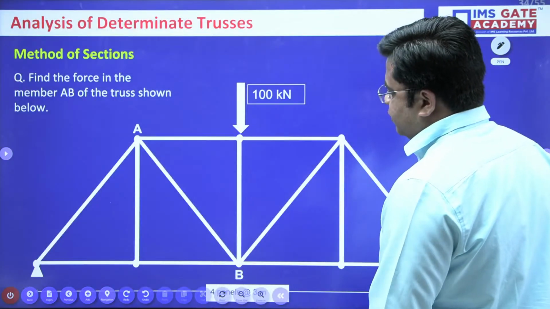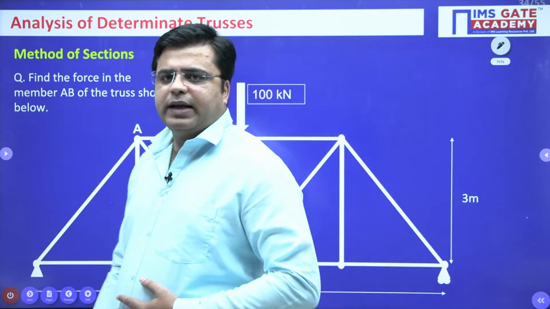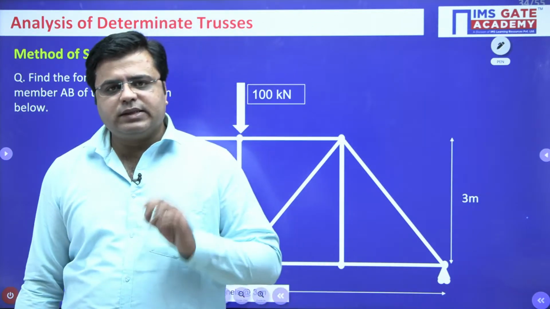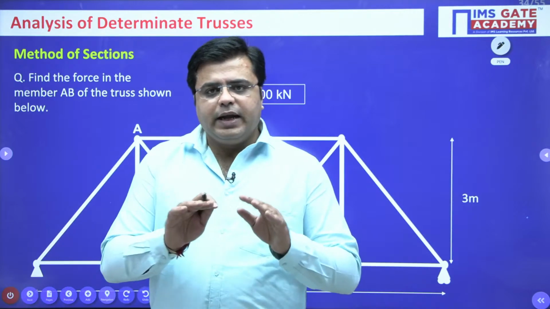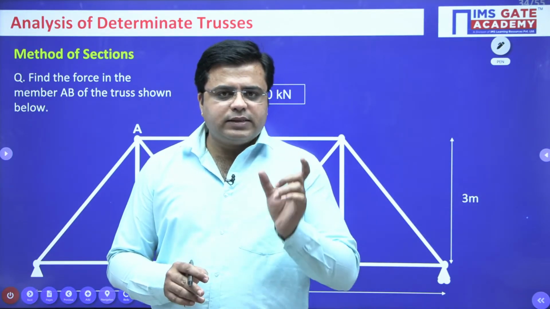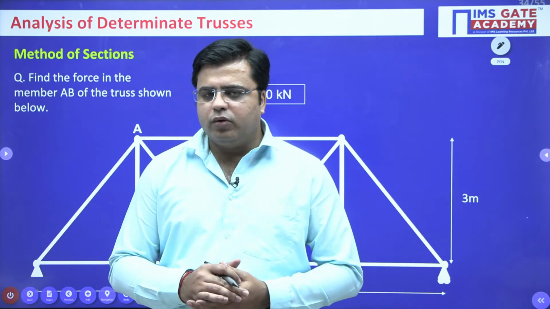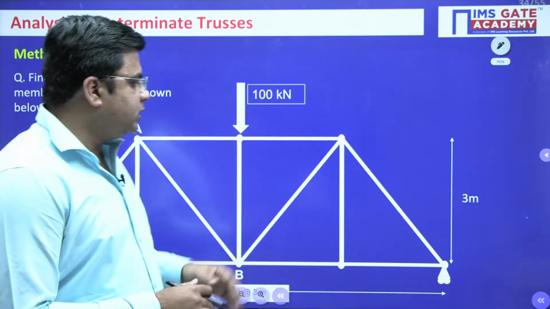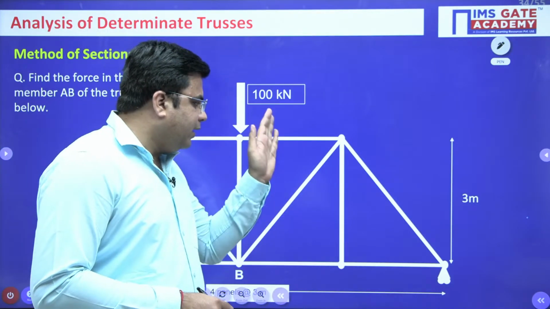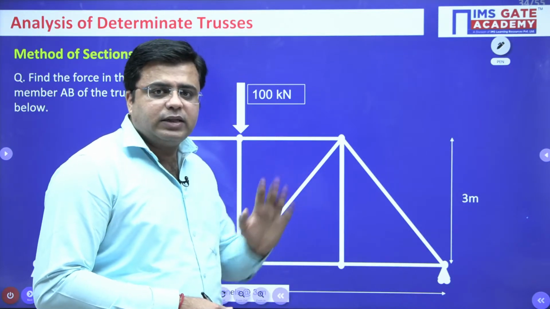Okay. The method of section is again a very simple technique. The basic concept is, if the entire structure is in stable equilibrium, then even a segment of that structure will be in stable equilibrium only. Okay. These forces are developed in such a way that even if you consider a segment of a structure, that will be in stable equilibrium.